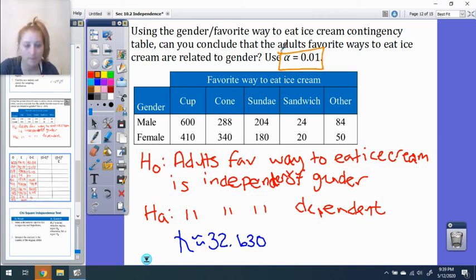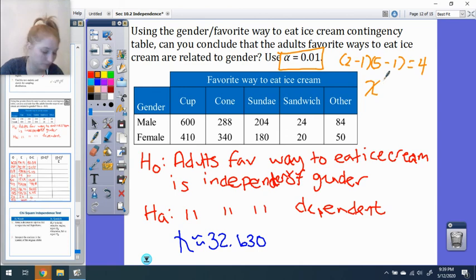I should have probably found my critical value first, right? So let's go ahead and do that. For my degrees of freedom, I take my rows, subtract 1, multiplied by my columns, subtract 1. So in essence, I'm getting 1 times 4, which gives me 4 degrees of freedom. Then if I look in the chart in the back of the book, I get a critical value of 13.277.